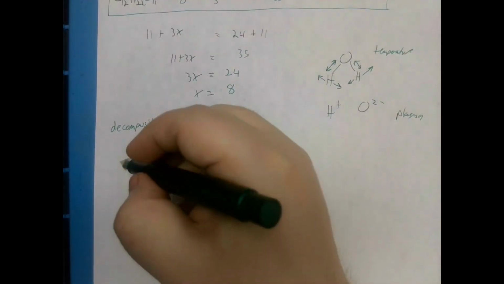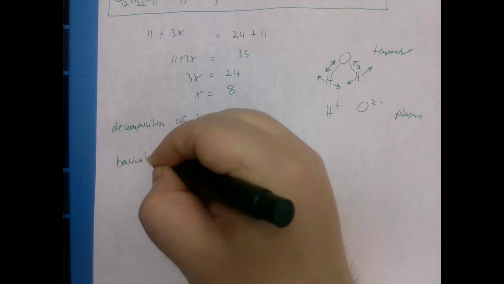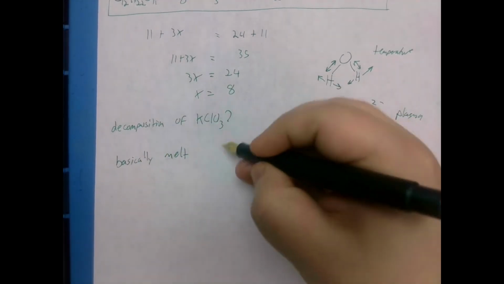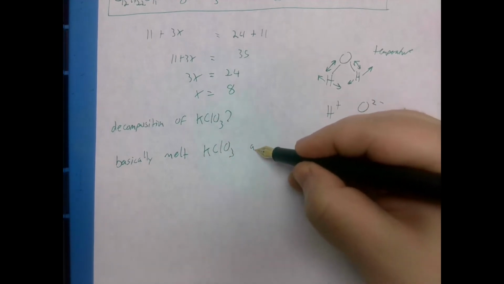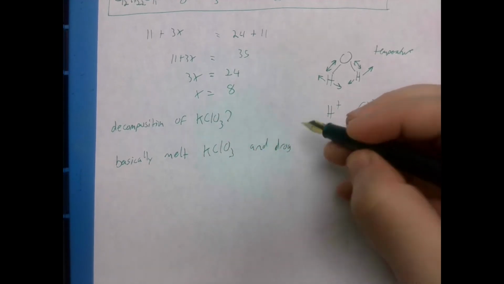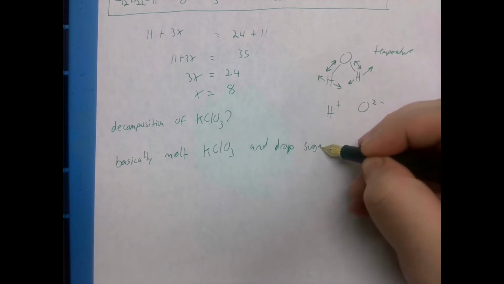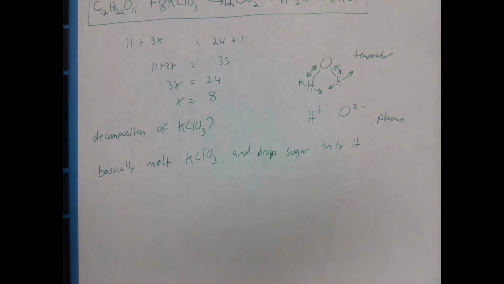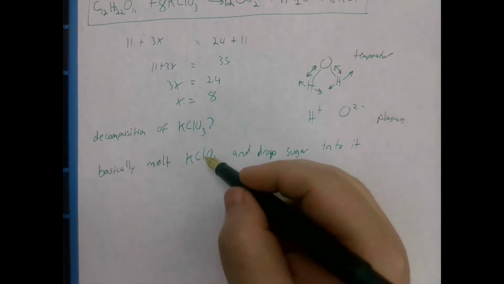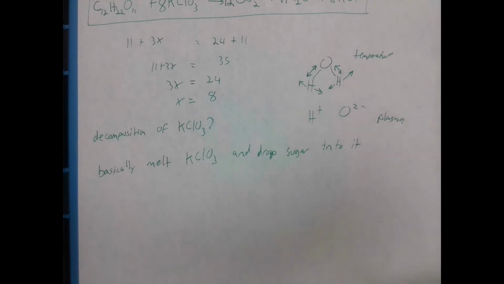So, basically, melt KClO3 and drop sugar in it. If we melt KClO3, it will slowly start decomposing. We need high temperature for it to fully decompose. But now let's look at something else.